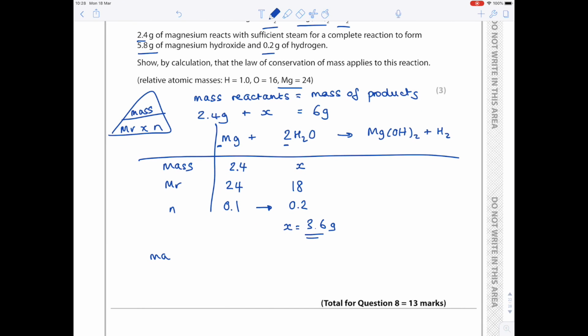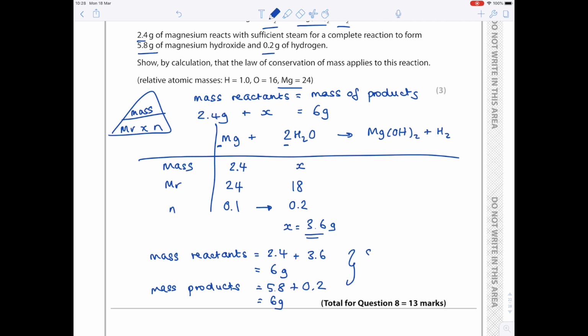Which is great because basically we're saying that the mass of reactants equals 2.4, so that's the mass of magnesium, plus 3.6, which is the mass of water, to get 6 grams, and the mass of products, as I've already said, is 5.8 plus 0.2, been given that in the question, and that they're the same. So conservation of mass applies.